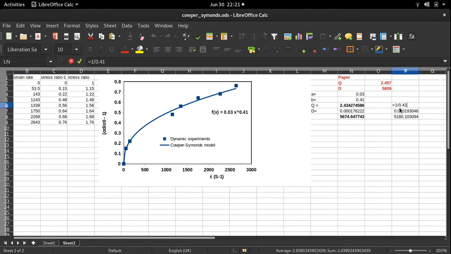Okay, so this is 1 over B, with B as 0.41. It is showing the Q value, that is 2.439. And how to calculate the D value? So D equals this, A to the power of Q, and this is the inverse of this value, as I have explained in the calculation of Cowper-Symonds material model parameters. So it came to 5180, and the values of the CS parameters shown in the paper are Q equals 2.457 and D equals 5809. So the Q value is approximately matching, but the D value is very different.